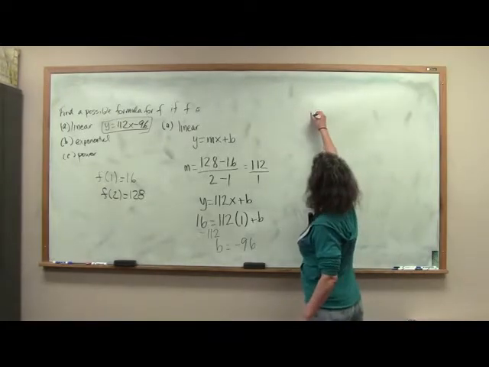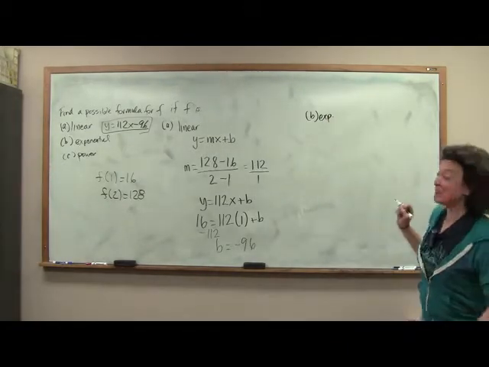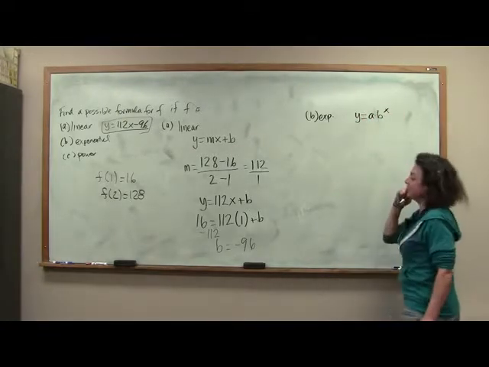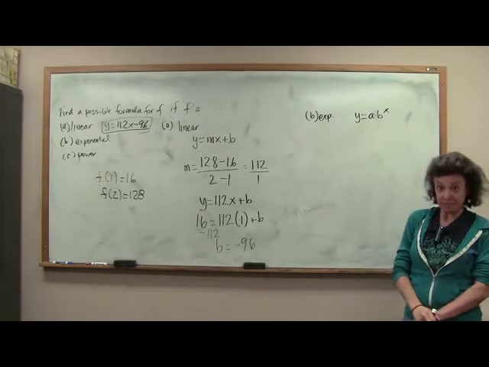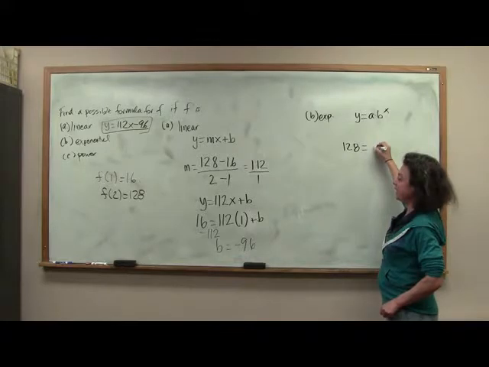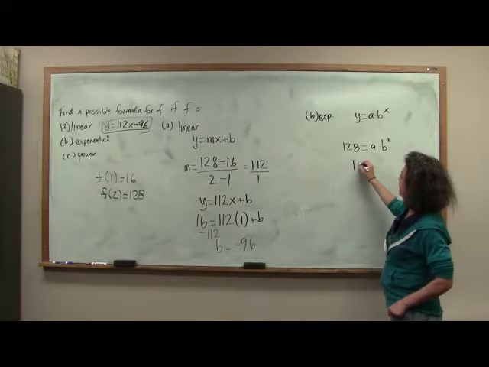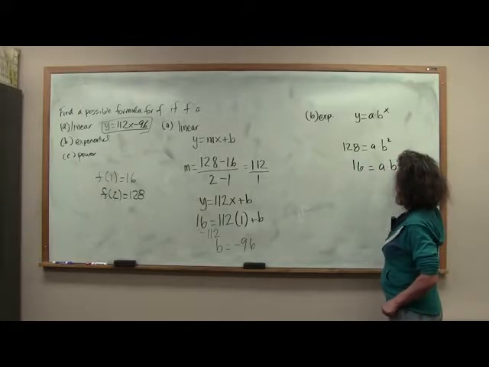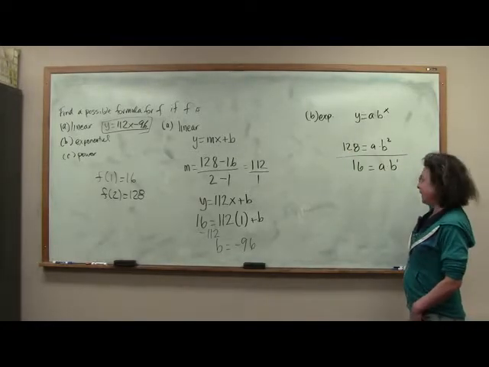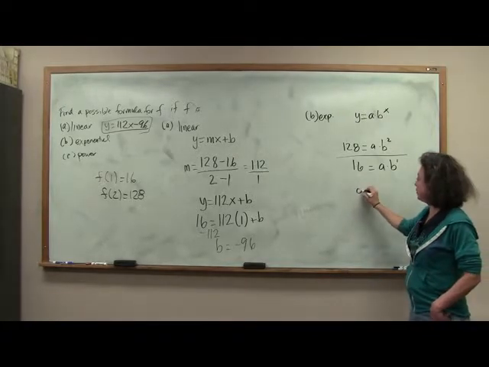And that is the equation for my line that passes through those 2 points. Now let's find the equation of our exponential function that passes through these exact same 2 points. Recall an exponential function is of the form y equals a times b to the x. And let's plug in both of our ordered pairs. I have 128 is a times b squared, and I have 16 equals a times b to the first power. We can look at the ratios of these, and 128 divided by 16 is equal to 8.